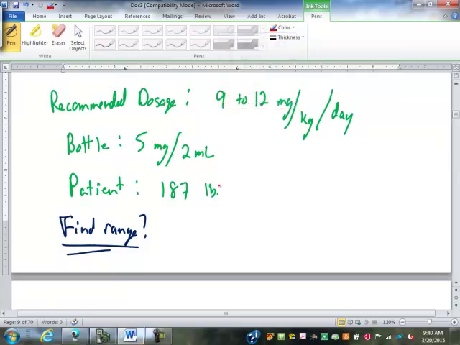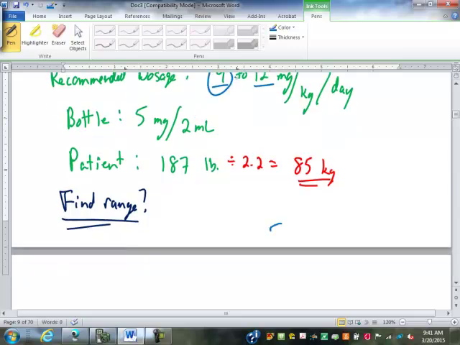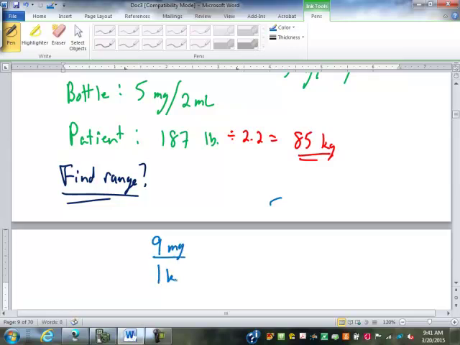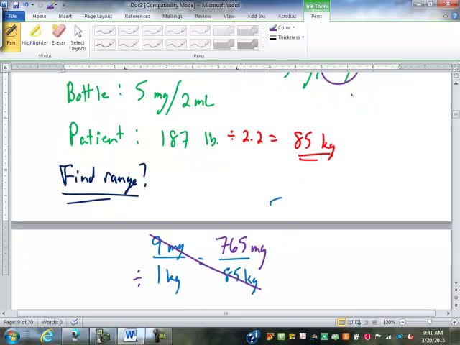First step, of course, is still going to be what? Find the weight. Divide by 2.2, which is going to give us 85 kilograms. So our patient's 85 kilograms. What's next? We have to pick whether we want to use the 9 or the 12 first. Doesn't matter which one, you guys pick. The 9. Okay, so 9 milligrams per kilogram is where we're going to start out, and of course 85 kilograms goes here. Cross multiply and divide. 9 times 85 divided by 1 is, what, 765? Sound right? Perfect. Now, of course, we still have to go back to our unit of time, which was per day. So that is 765 milligrams per day at this point.